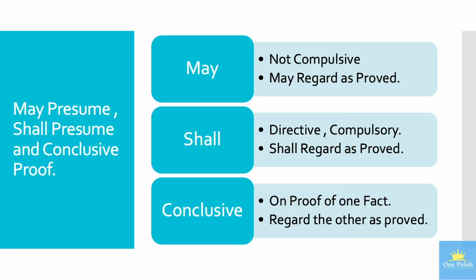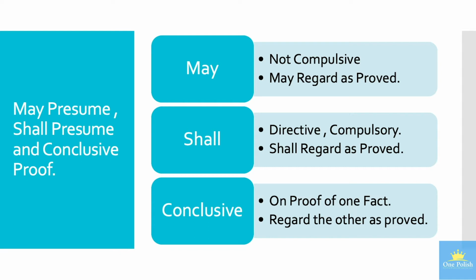So the section talks of may presume, shall presume and conclusive proof. The three terms displayed have their set of differences. To understand this better, you only should know the English linguistic difference between the terms. First of all, we shall talk of may and shall. These two differ only in force of action.